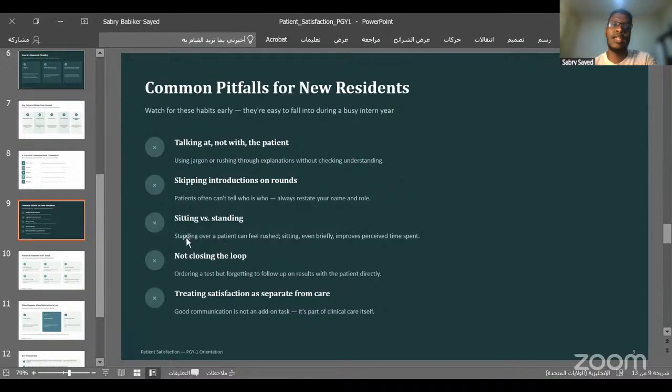And then sitting versus standing. It's very, very common for rounds to be done standing, and we understand this because we have a lot of patients and a lot of duties and responsibilities to do. So usually the rounding will be standing. But please, whenever you are able to, for example when you are not in rounds and you are just checking on the patients pre-rounding in the early morning, please have a seat with the patients, even if it's a brief sitting.